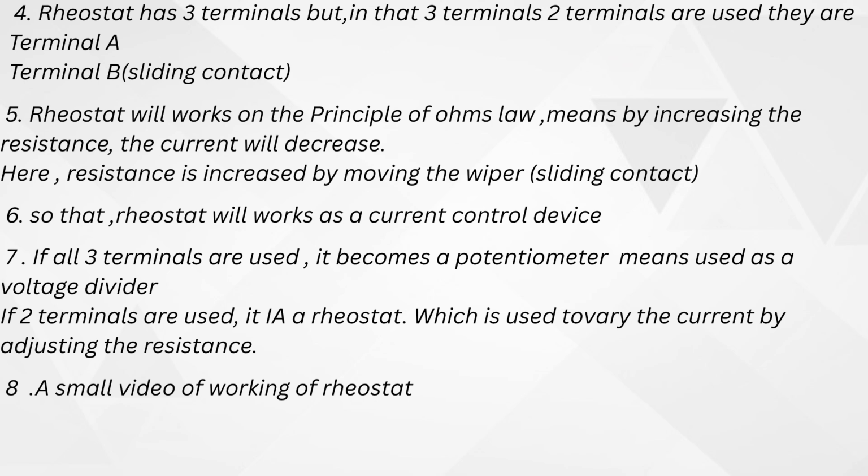One main point we have to note down here is, if we use all three terminals present in the rheostat, it will act as a potentiometer. This potentiometer is used as a voltage divider. If we use two terminals present in the rheostat, it will work as a rheostat, and it will be used for adjusting the current by adjusting the resistance.